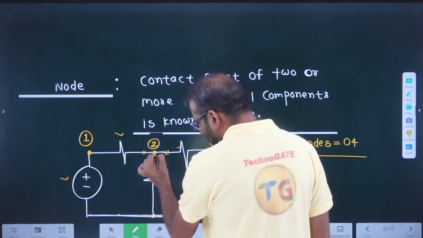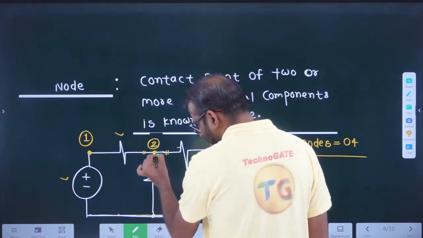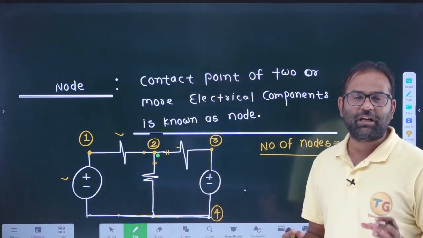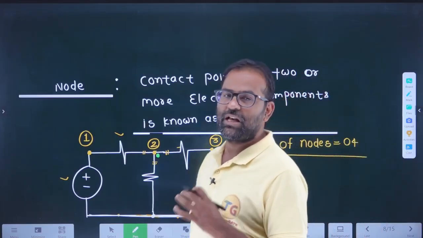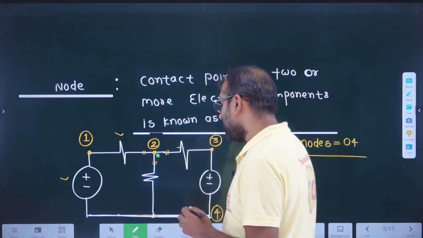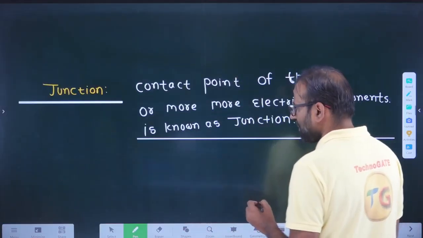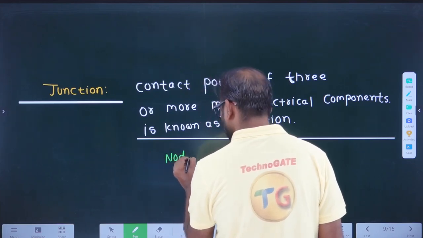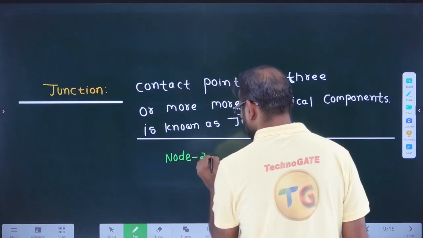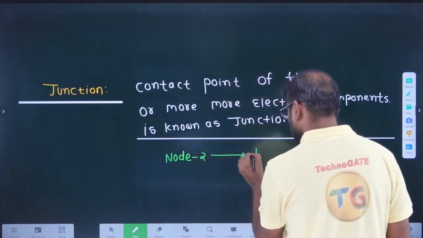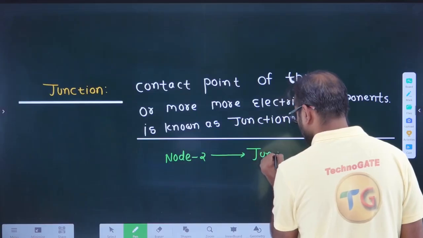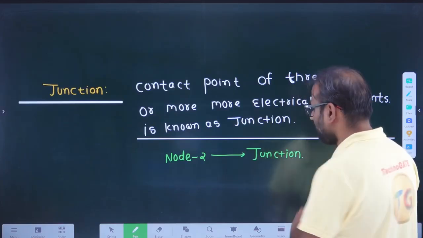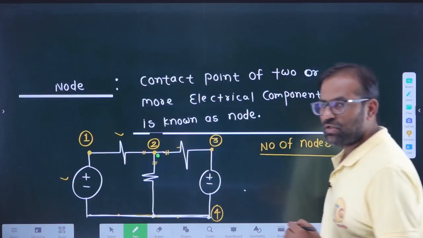But when you look at this point, what is it? This point is the contact point of three electrical components, and the contact point of three electrical components is known as a junction. So you can say node 2 is a junction.